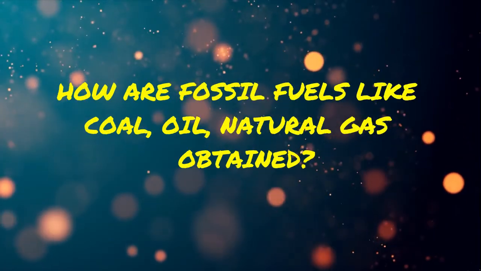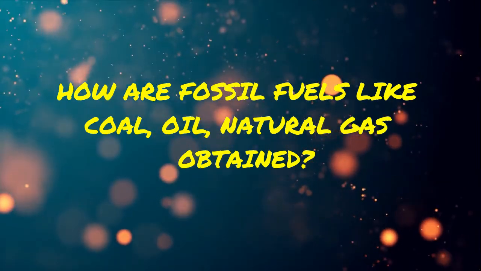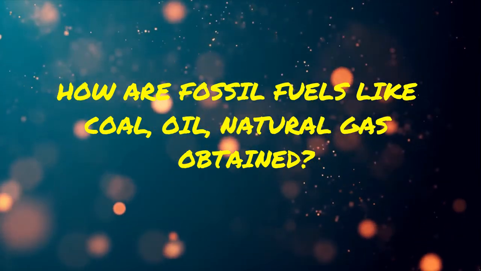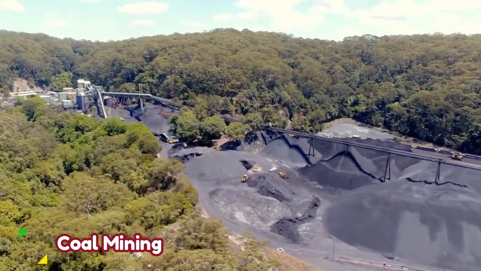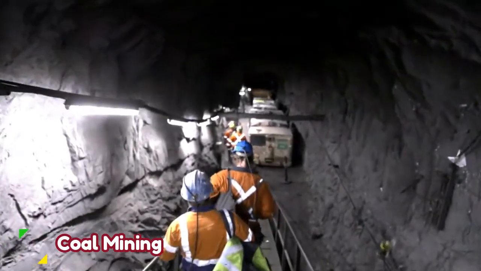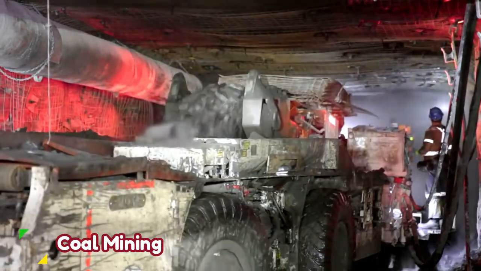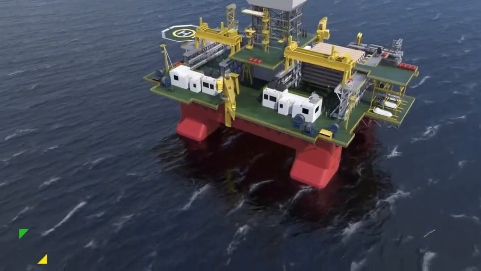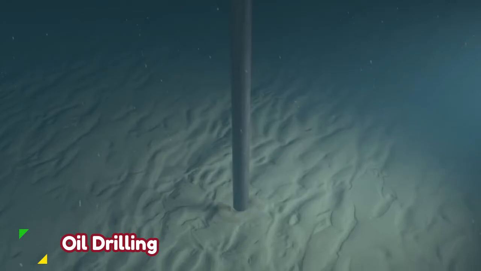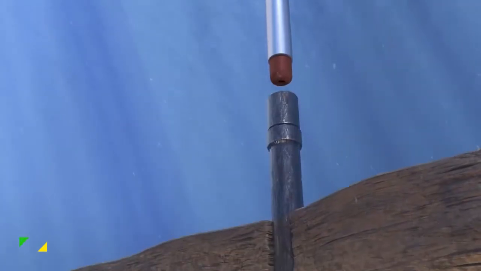So let's take a look at how non-renewable energy sources or fossil fuels are obtained. Coal is one of those fossil fuels, and this is obtained through underground mining, through shafts and adits. Shafts are vertical tunnels, while adits are horizontal tunnels. Natural gas is often found together with oil deposits and can be extracted by the drilling method.